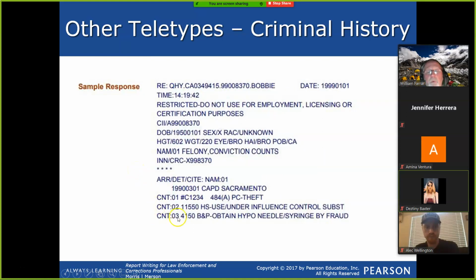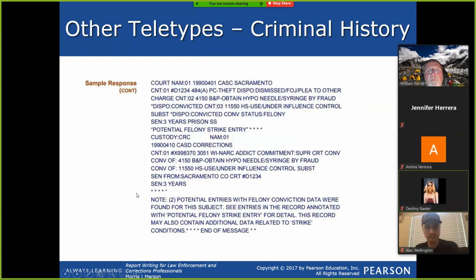Let me go down here. And here, out of Sacramento, for petty theft, under the influence, and possession of a hypodermic needle. So this was one of their arrests right here. And then some other information that you might see, it would give a little bit more.